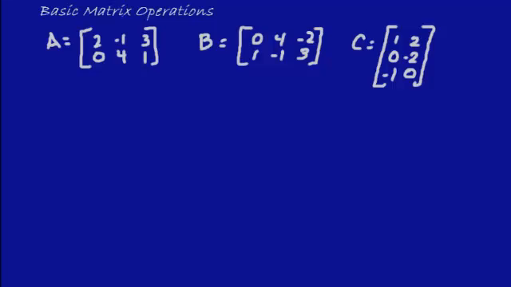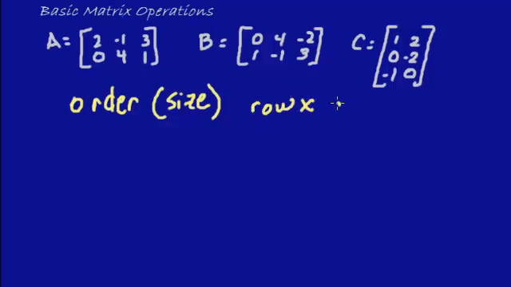I'm going to be looking at some basic row operations today, and I have listed for you a matrix A, B, and C. Matrix A would be a size 2 by 3. When we're looking at what's called the order of a matrix, that's also basically just its size. We're talking about row by column.